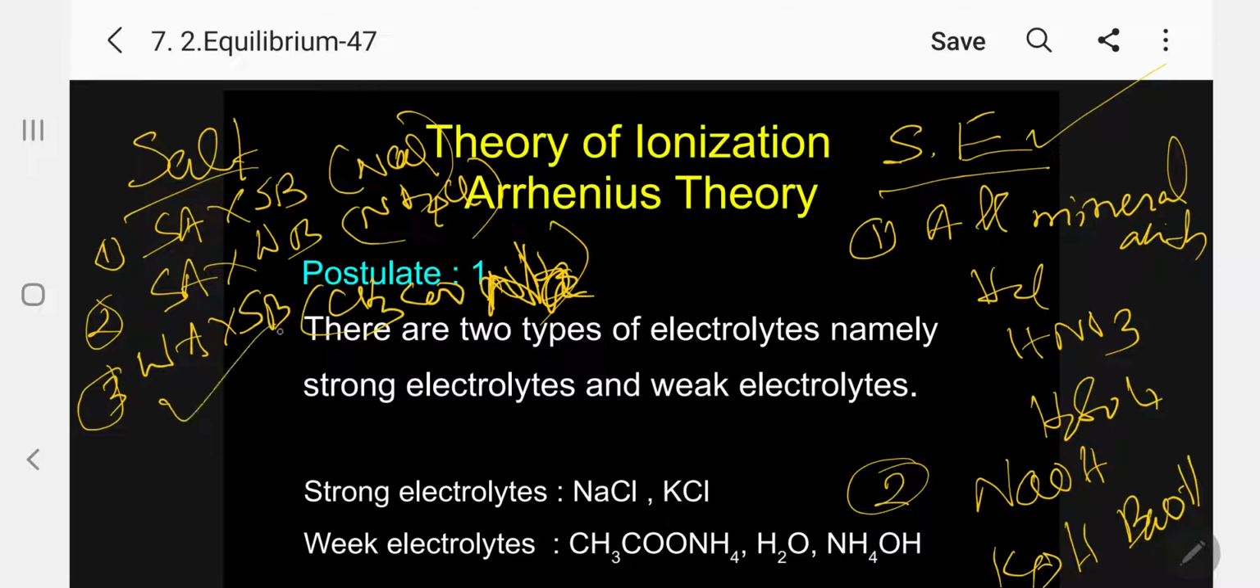Acetic acid, a weak acid; sodium hydroxide, a strong base. So the salt, sodium acetate, is again a strong electrolyte. These are all strong electrolytes. Please follow. Let me come back again.